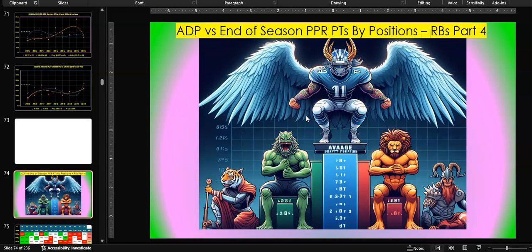We are continuing our journey, 2024 research. This is ADP versus end of the season PPR points by positions, running backs, part 4. So that means you should look at the first 3 parts to get the whole story here. We're continuing knocking it out.